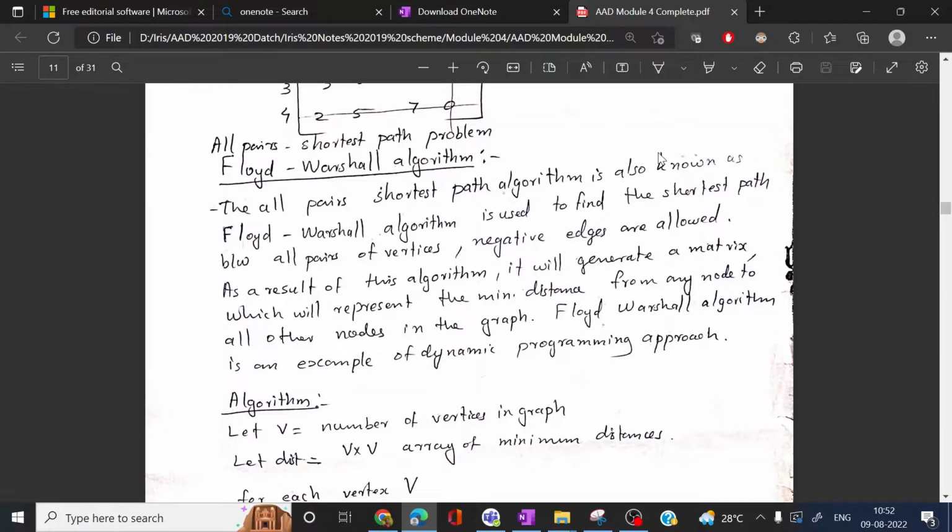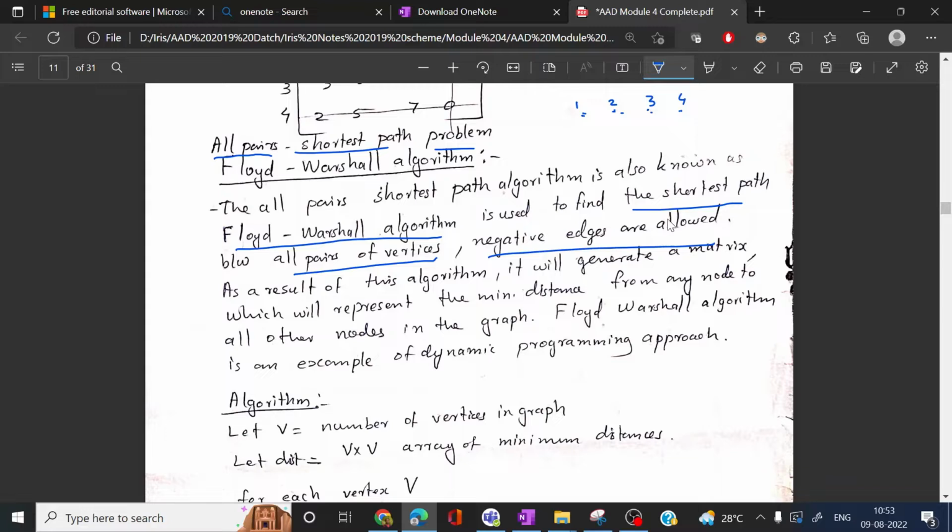Now we can see the algorithm for the Floyd Warshall method, to find the all pairs shortest path. The all pairs shortest path algorithm is also known as the Floyd Warshall algorithm. It's used to find the shortest path between all pairs of vertices. All pairs means if we have four vertices, 1, 2, 3, 4, then it will give the shortest path between 1 to 2, 1 to 3, 1 to 4, then 2 to 3, 2 to 4, then 3 to 4, all pairs of vertices. Negative edges are allowed here.